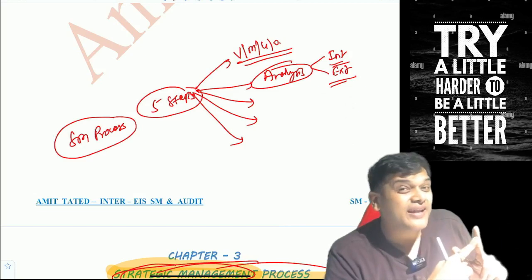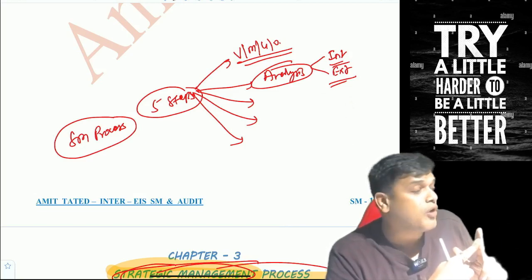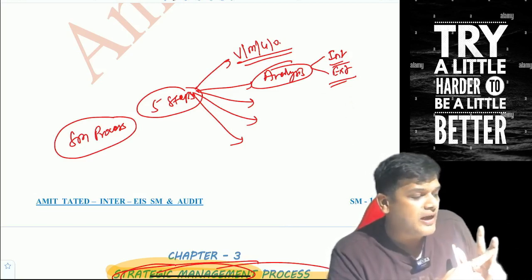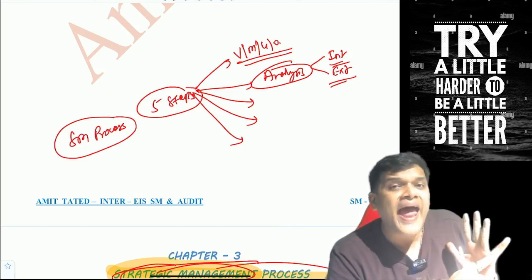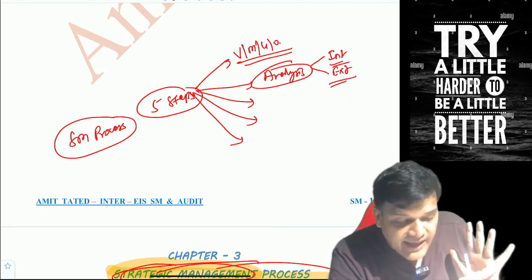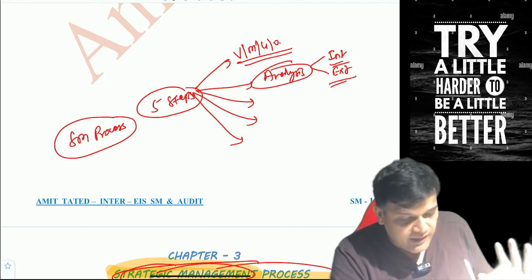Second point, doing the internal and external analysis, which means SWOT analysis. Third point, developing a strategy, implementing strategy, evaluating strategy. Everybody clear? This is what exactly we should understand.